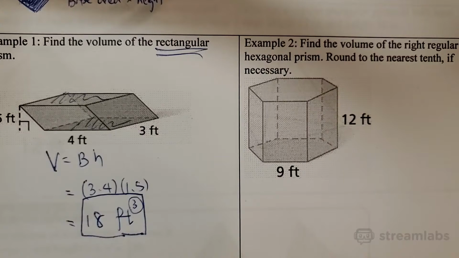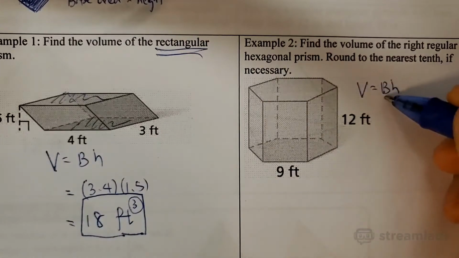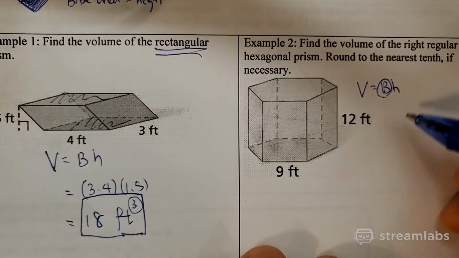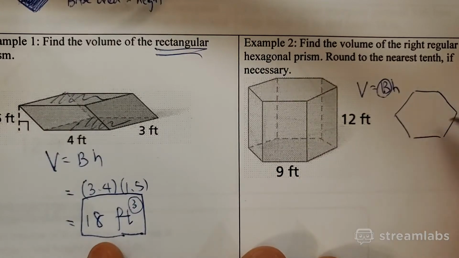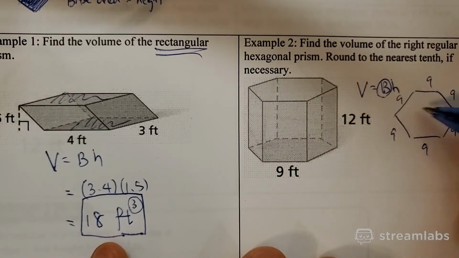So it's the same thing, right? You gotta find base area times height, right? But the base area here is what kind of shape? Regular hexagon, which is what we have done before. Remember how to do this? You have to find the base area of this.